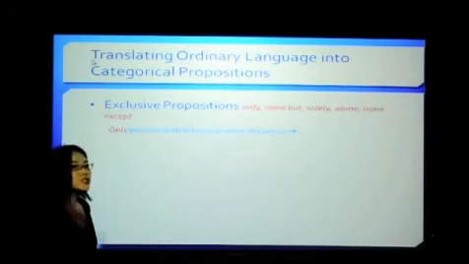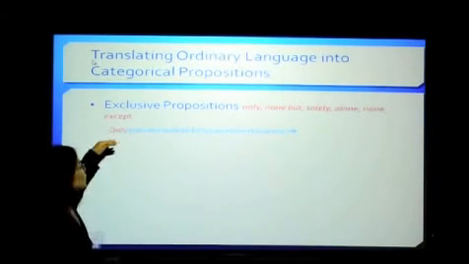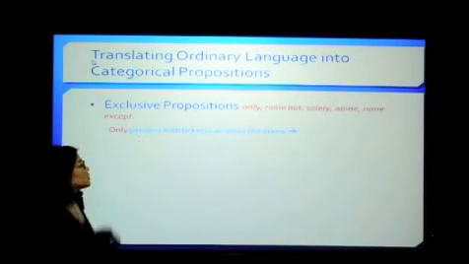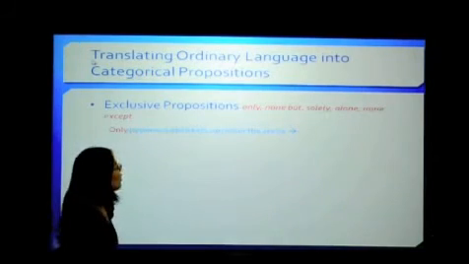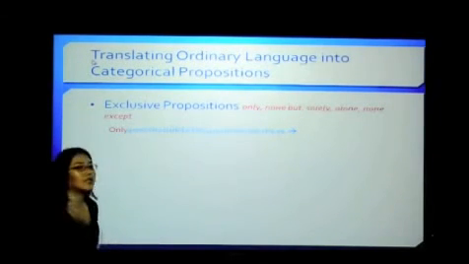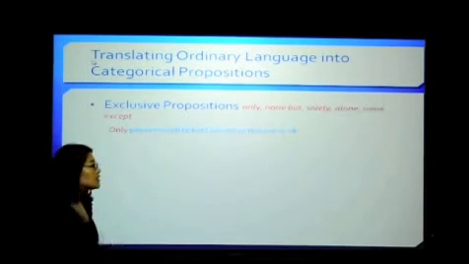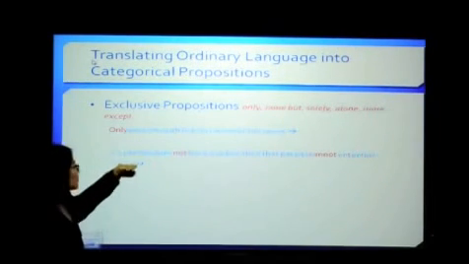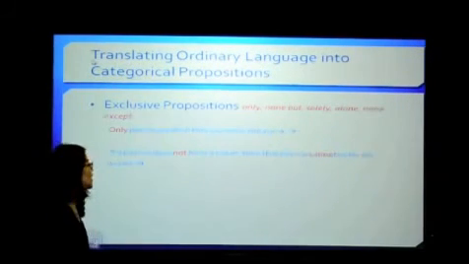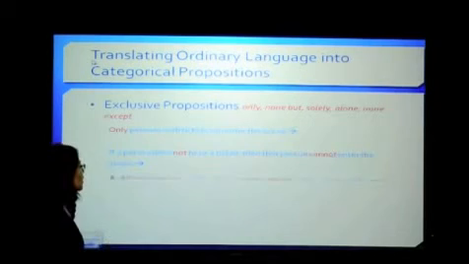So exclusive propositions are statements that start with only, none but, solely, alone, none, or except, okay? And here's an example. Only persons with tickets can enter the arena. Now, what we can do is first change the statement into a conditional statement. Think about the meaning of this statement itself. Only persons with tickets can enter the arena. As a conditional statement, this can mean if a person does not have a ticket, then that person cannot enter the arena, okay?